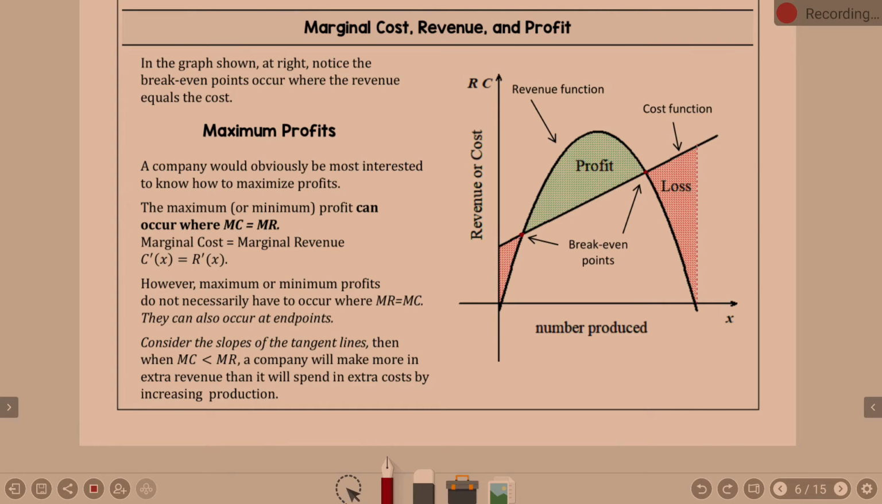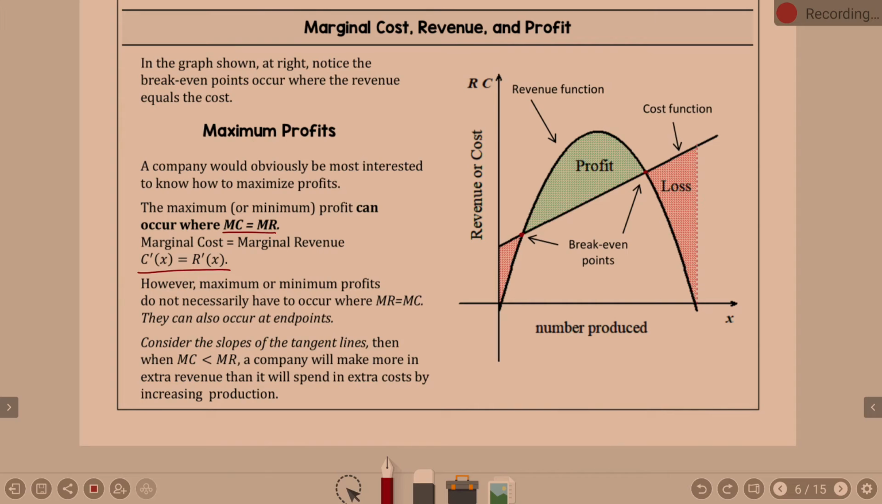Let's see, what else do we want to point out here? Profit is going to be in that section above. Loss is going to be before and after those points, right? A company would obviously be most interested to know how to maximize profits. The maximum or minimum profit can occur where marginal cost equals marginal revenue. Or in other words, C prime equals R prime. Maximum or minimum profits do not necessarily have to occur, though. They can also occur at endpoints.